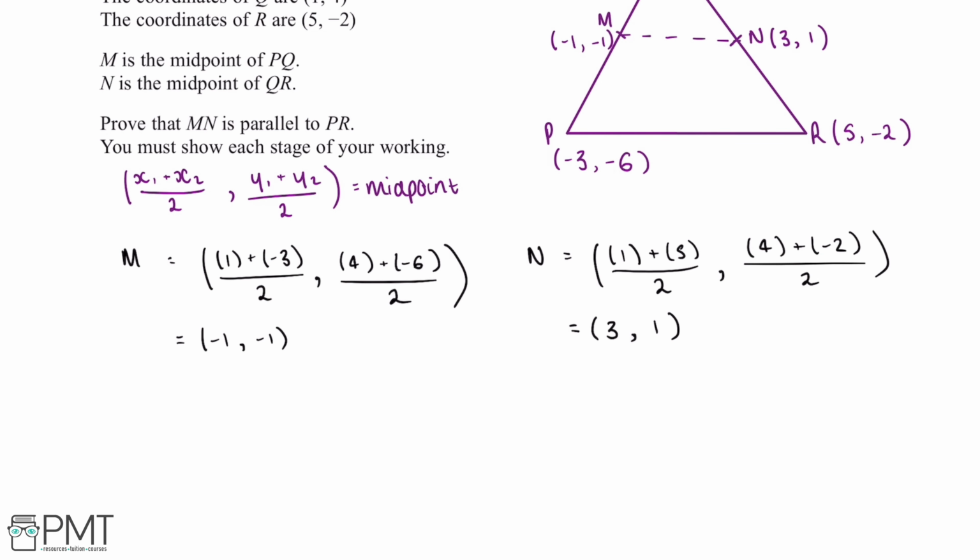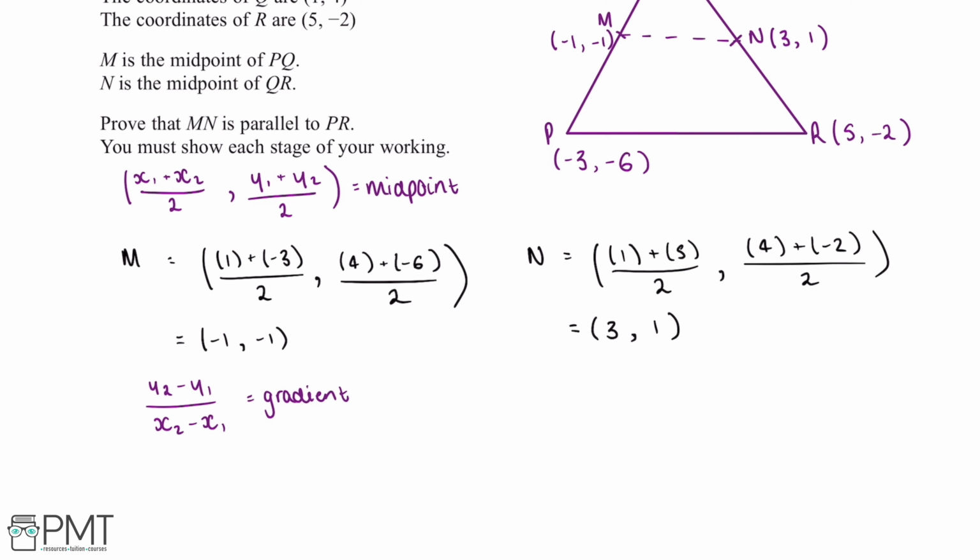Now the next thing we need to do in order to prove that line MN is parallel to line PR is work out the gradients of the two lines. So y2 minus y1 divided by x2 minus x1 gives us the gradient, which is the same as writing change in y over change in x.